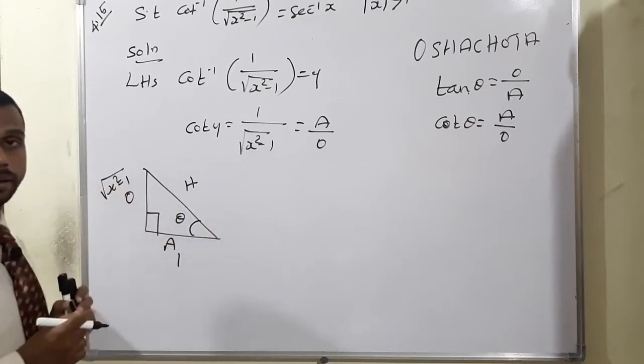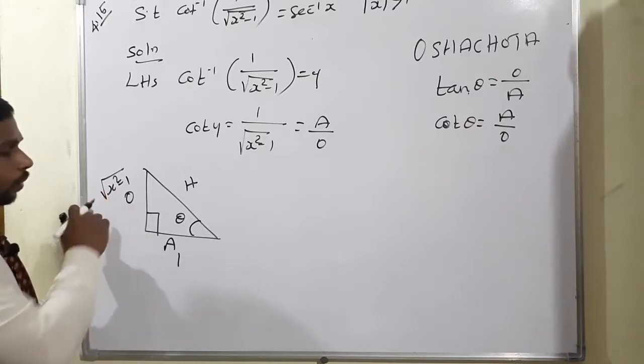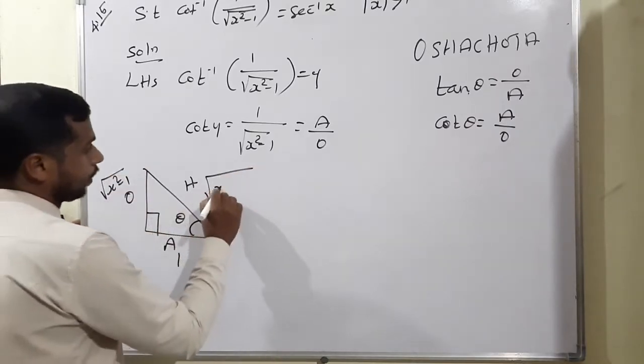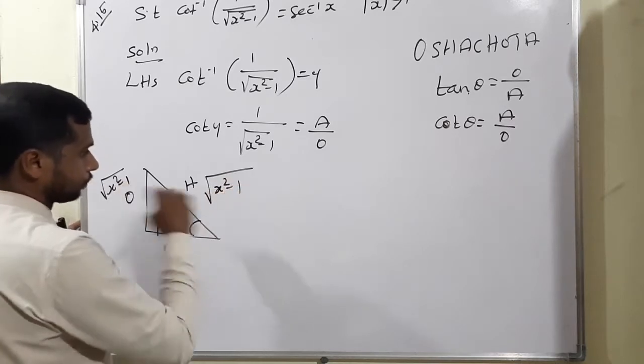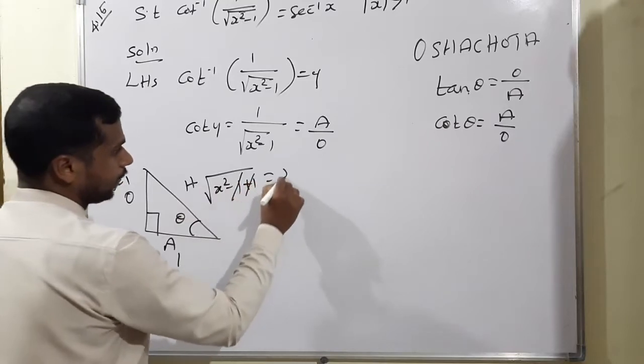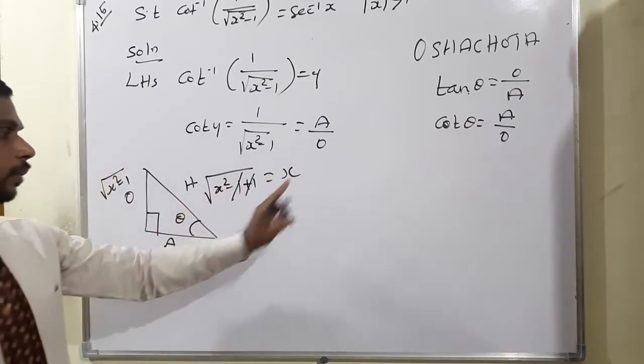What is the meaning of the right angle triangle? Square of the hypotenuse. If you square, the square root already there will be cancelled. So the square root of x square minus 1, squared, then 1 square is positive. The minus 1 and plus 1 cancel, so the square root of x square means x only will come. Therefore, hypotenuse is equal to x.